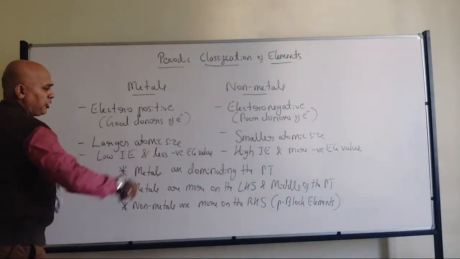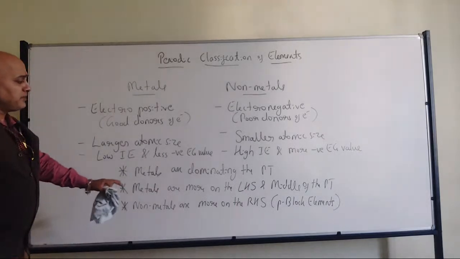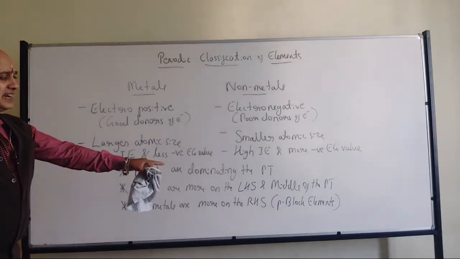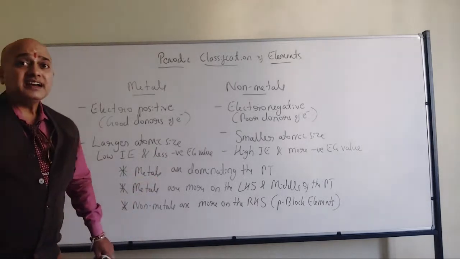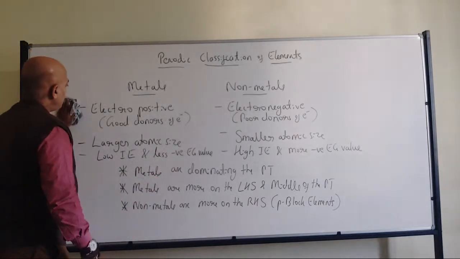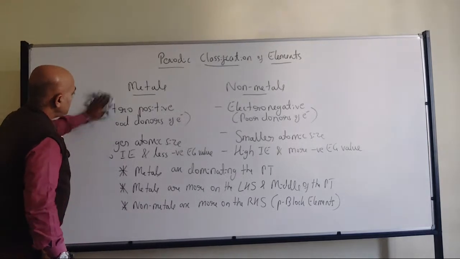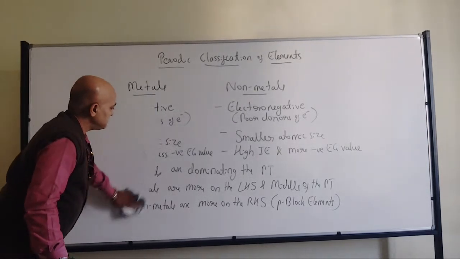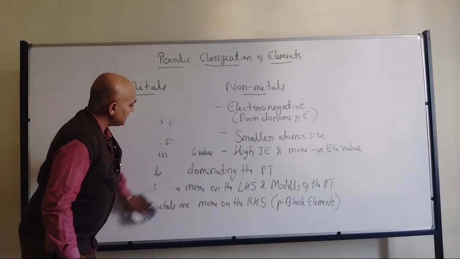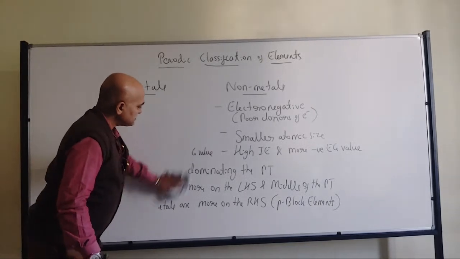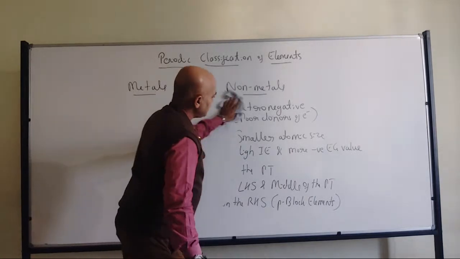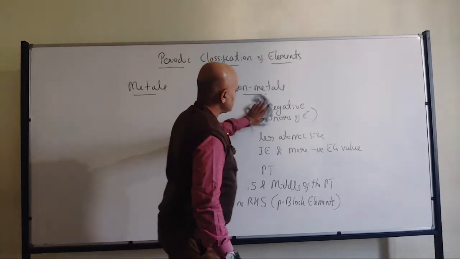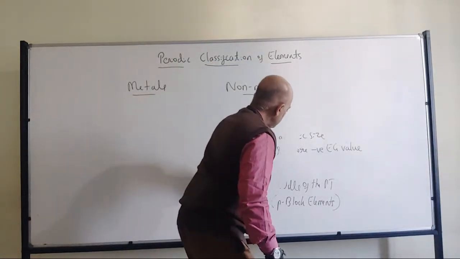So metals are dominating the periodic table. Metals are more on the left hand side and middle of the periodic table. Non-metals are more on the right hand side. And we know it is with respect to p block elements. So these are the very important differences. Still, we will go on to discuss the differences with examples also.